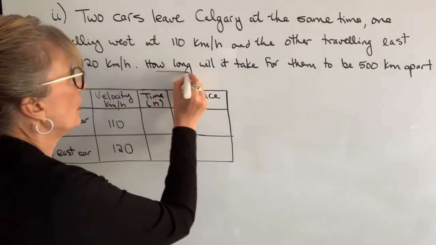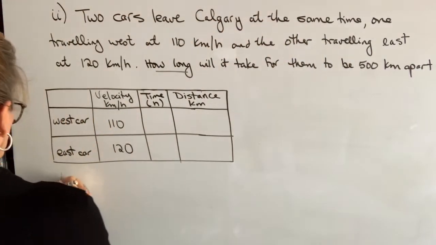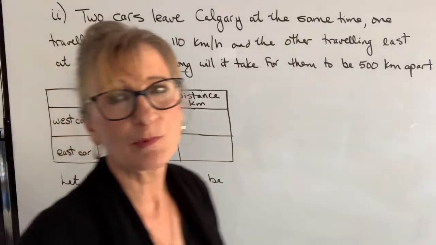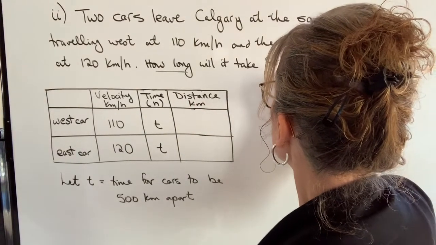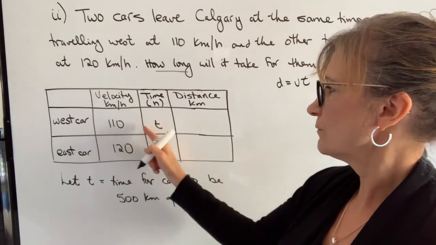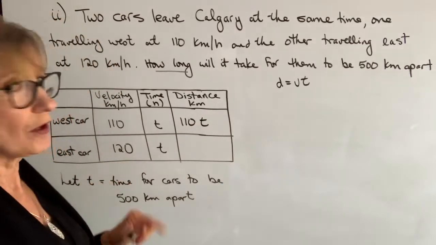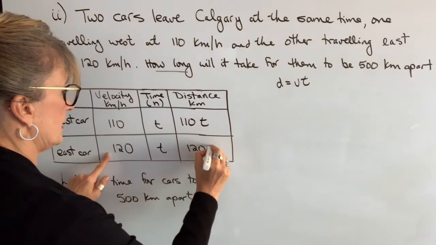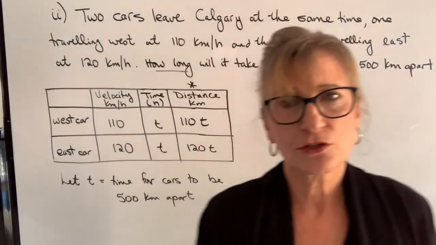The question says how long. That refers to time. Their time is going to be the same. That's going to be my variable. So the west car will travel for t hours and so will the east car. So they're both traveling that same amount of time. Now I can express their distance. Remember, distance is equal to velocity times time. So the car traveling west will travel a distance of 110 times t, and the car traveling east will travel a distance of 120 times t. That's the column that you want to make your equation about.